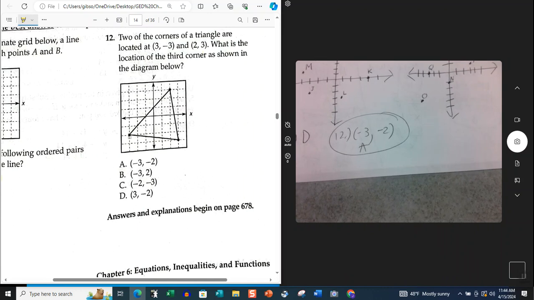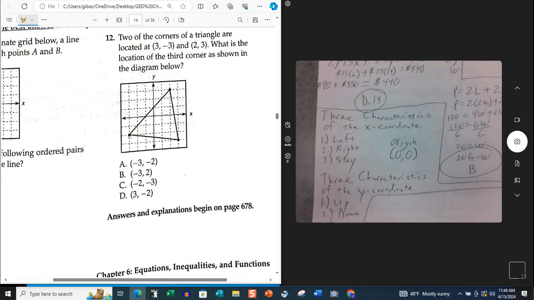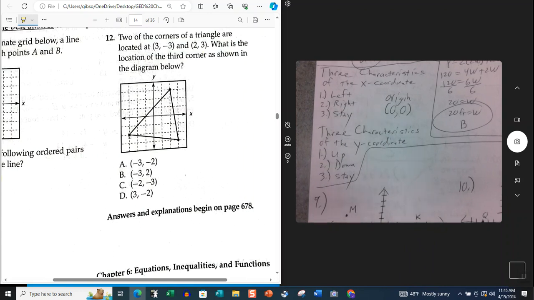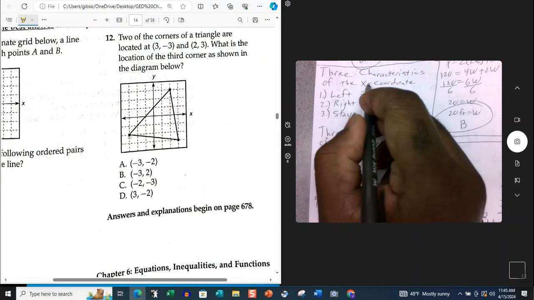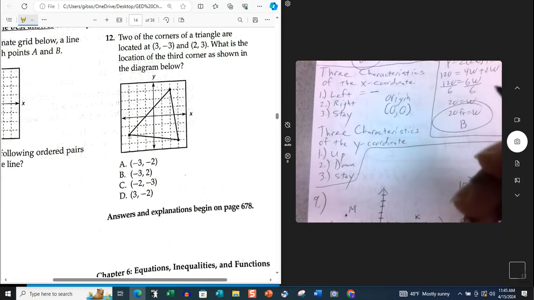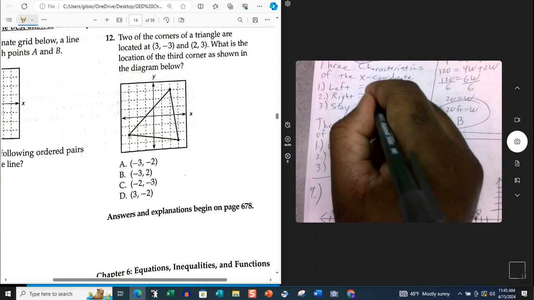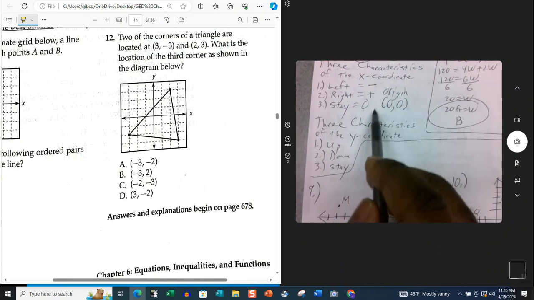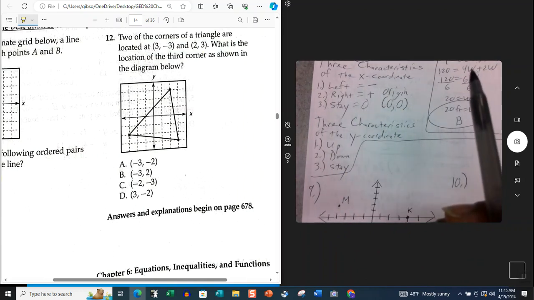Now, one thing I didn't say early on, but you got this in class, when I told you the 3 characteristics of the x-coordinate and the y-coordinate: when you move to the left with the x-coordinate, that means that you're moving to negative. When you move to the right, you're going to the positive side. And when you stay, you know you're going to 0. So left is negative, right is positive, and the stay is 0.